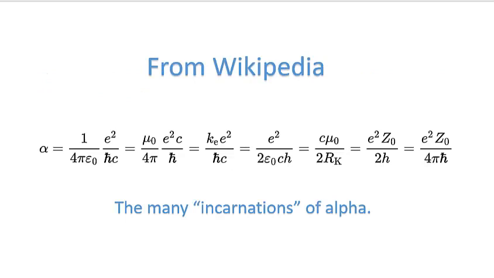So this is from the Wikipedia page on the fine structure constant. This is alpha, what I call the many incarnations of alpha. So this evaluates to alpha, and this evaluates to alpha, and this, and this, and this, and this. So all of these accumulations of constants evaluate to alpha. And I think this is what makes it so mysterious, because it sort of kind of pops up everywhere.